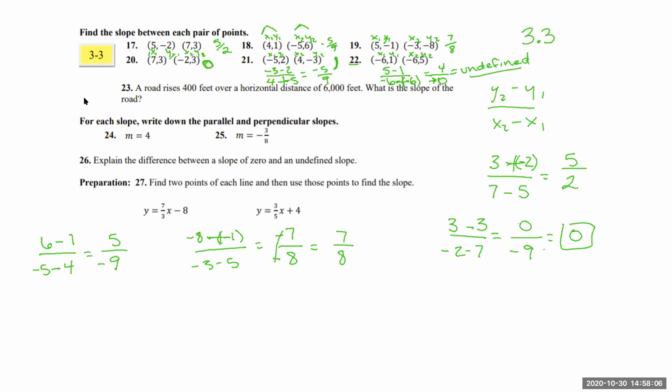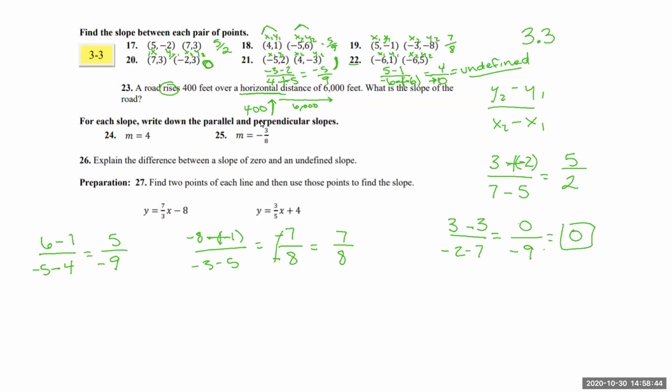Okay. Going on to 23, a little bit of a word problem here. So let's see, the road rises 400 feet over a horizontal distance of 6,000 feet. What is the slope of the road? Okay, so some keywords here are rises and then horizontal, as I've underlined. So when it rises 400 feet, really what it's saying is that we're going up 400, and then we're going over a horizontal distance, which is going to be this way, of 6,000 feet.